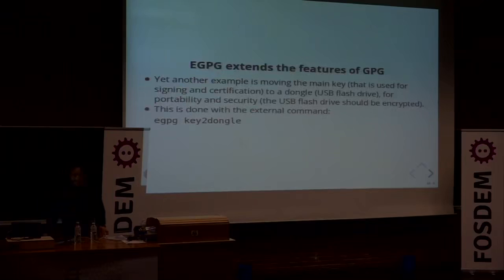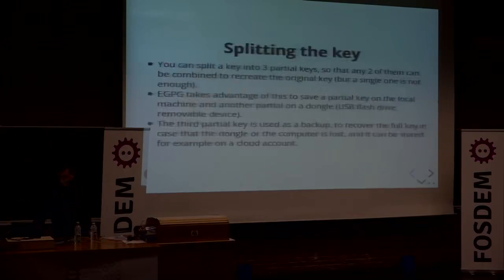Yet another example is moving the main key that is used for signing and certification to a dongle, a USB flash drive, for portability and security. For example, the USB flash drive can be encrypted. This is done with the external command eGPG key to dongle. It can also be done by giving several Unix commands, but with a single command it's much easier.